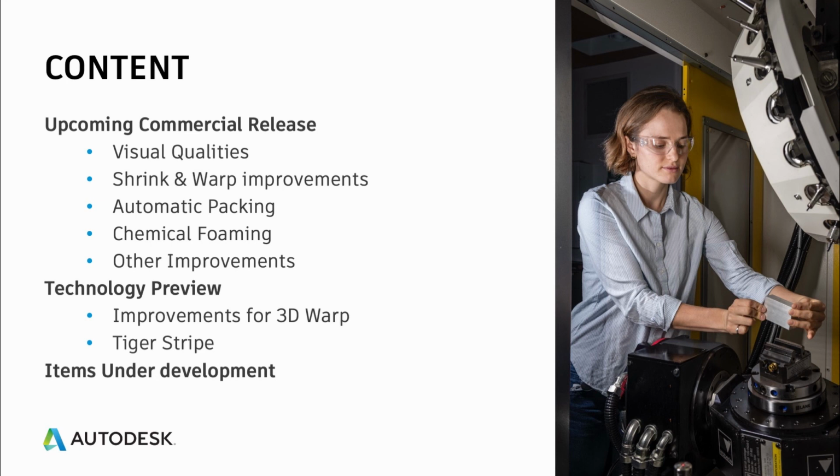And in a forthcoming technology preview, we'll continue with some new options for 3D warp prediction accuracy, and tiger stripe prediction. And in the long term, we're working to bring shrinkage calibration also to fiber-filled parts.